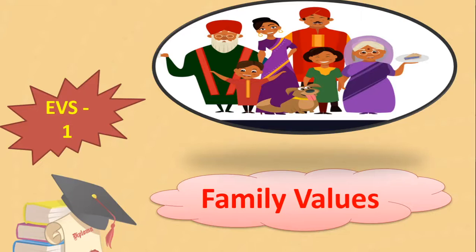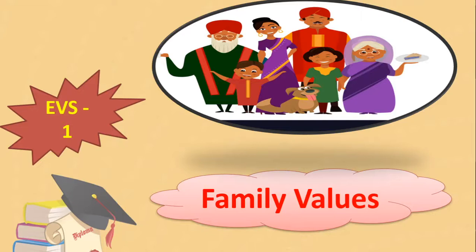Now, this is a lesson in your EVS 1 textbook. In this lesson, we are going to learn about all those things that we learn from our families, and how we apply these things in our lives outside the family. If you learn good things in your family, then you will learn to behave well outside in society, when you go to school and when you play with your friends. When you develop good values in your family, you will also be a good human being outside of your family.